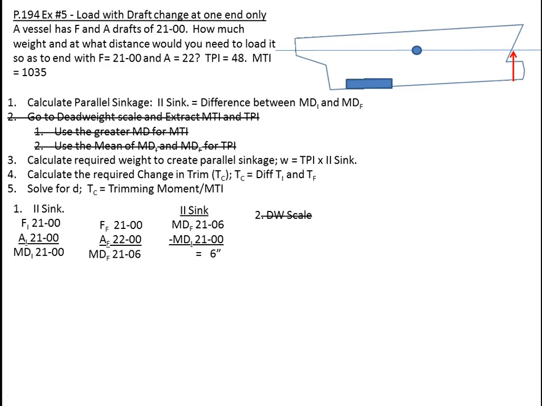So normally we'd have to go to the deadweight scale, but since we're given TPI and MTI in this problem, we don't have to do that. So there are those givens. Now we're going to go to step 3.